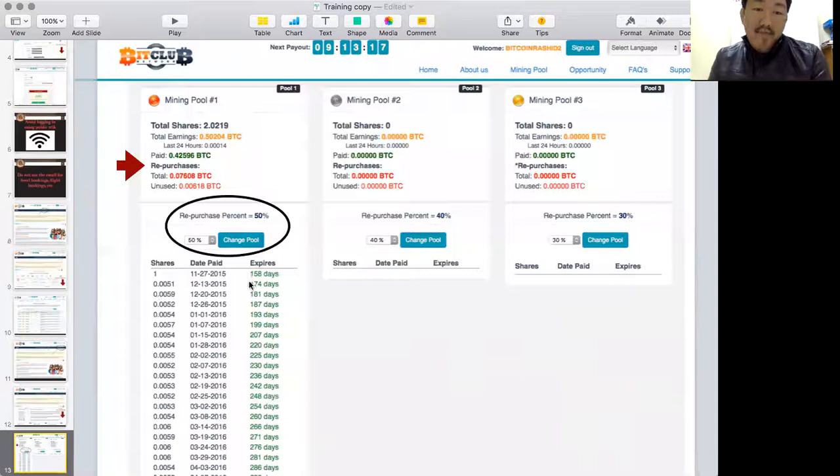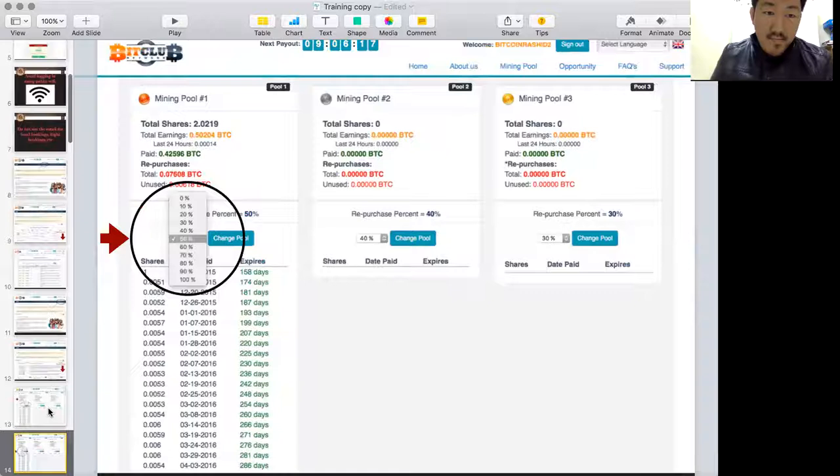So what happens after 158 days and this one share expires? Just -1 from 2.02. And your mining contract is still good to go for another 1,000 days. Okay, the thing broke down.